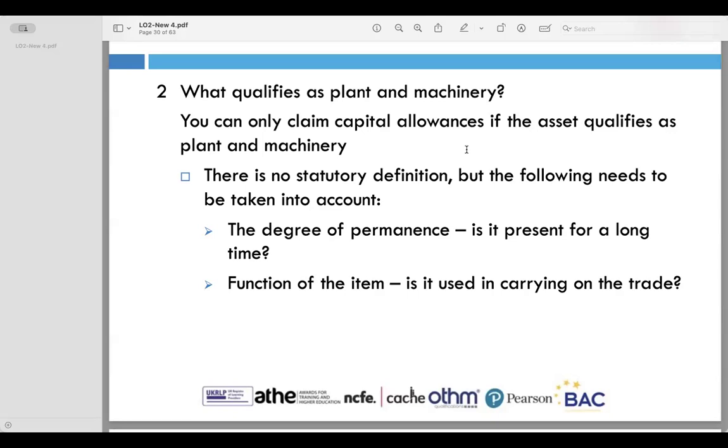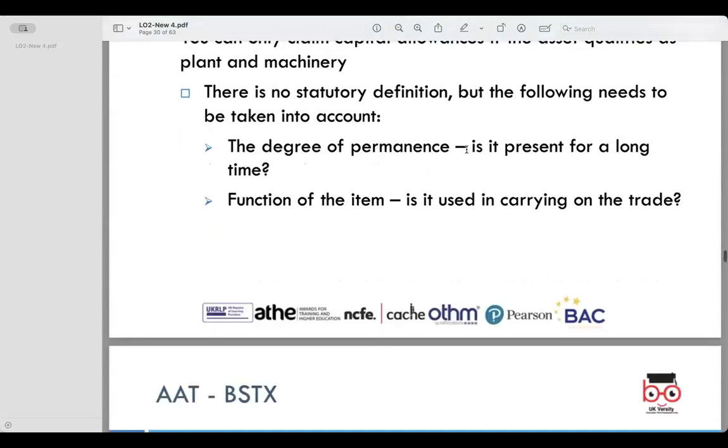The role of the asset is another essential component. Specifically, is it being utilized in the process of carrying out the business's activities or trade? Plant and machinery are more likely to be classified as assets if they are utilized in the day-to-day operations of the company and play an important part in those operations.